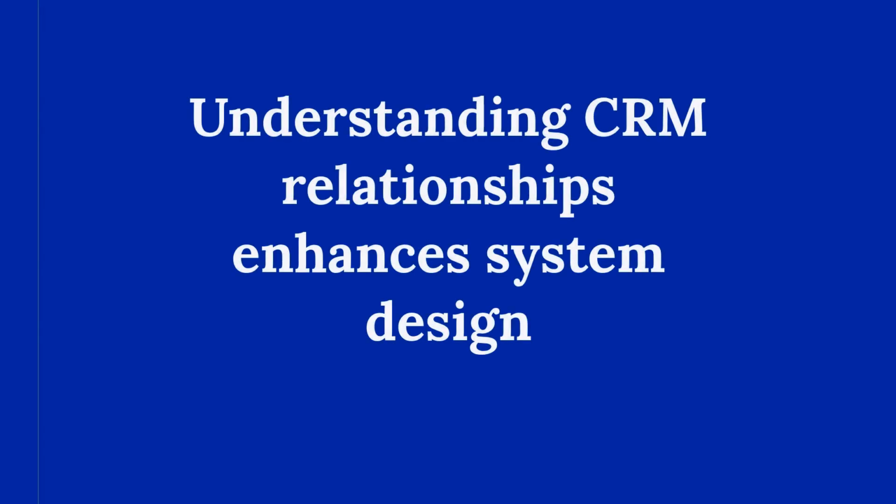Consider customer order relationships in a CRM system. Unidirectional relationships might only reference orders to customers. Bidirectional relationships allow navigation both ways. Understanding these examples aids in practical system design. It highlights the importance of relationship directions.